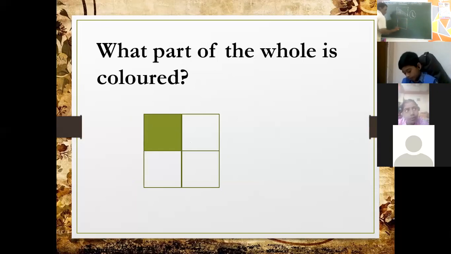In another example, there are four equal parts. One part is colored. Out of four equal parts, one part is colored. So how many parts are colored? 1 by 4. The whole thing contains four equal parts. One part is colored. So 1 by 4 part is colored.